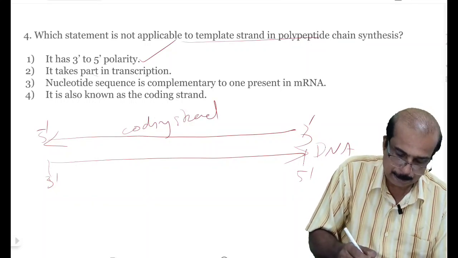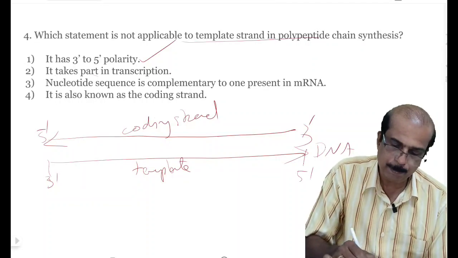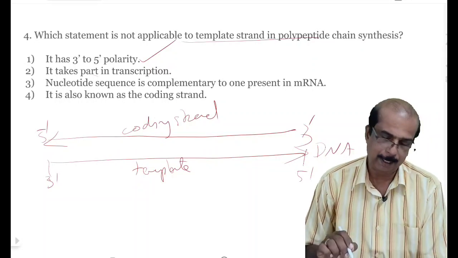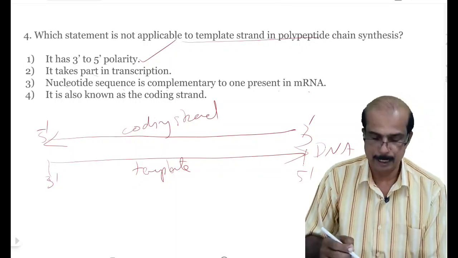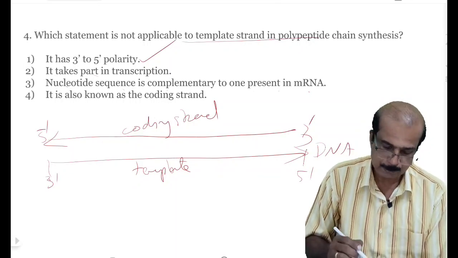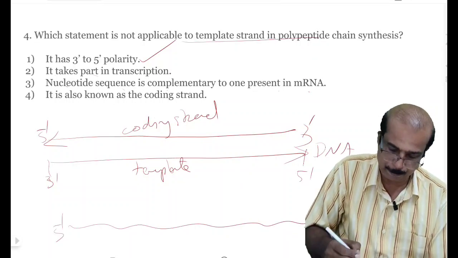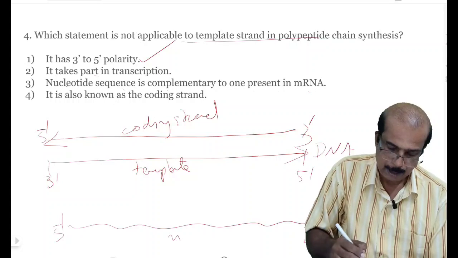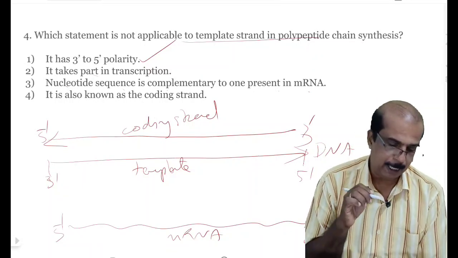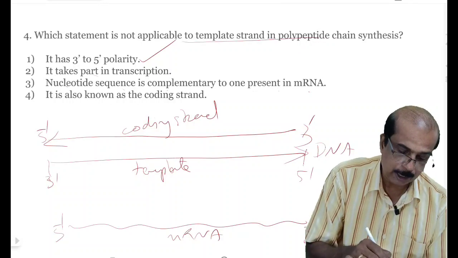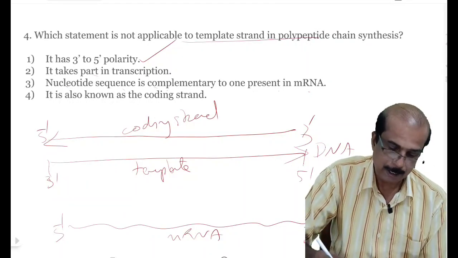This is template. Nucleotide sequence is complementary to one present in mRNA. Here the mRNA is formed. mRNA is formed in 5', 3' direction. Here mRNA formation is according to the rule of complementarity. So nucleotide sequence is complementary. The third statement is also correct.